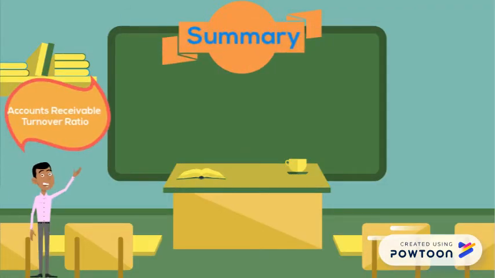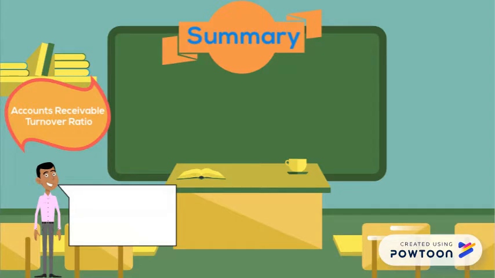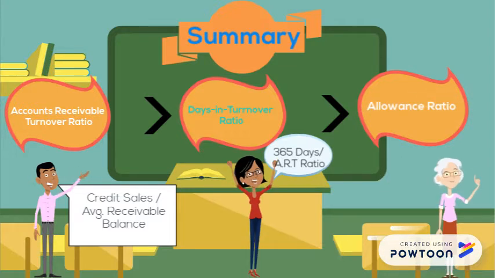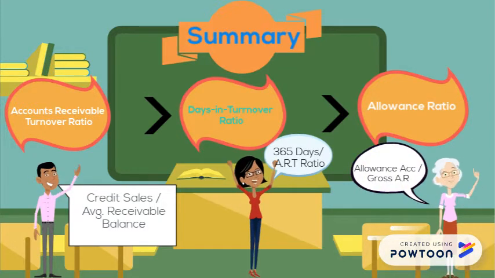In summary, the receivables turnover ratio compares a company's credit sales during a period to its average receivables balance. The days in turnover ratio divides into 365 days to express how long it takes the company to collect receivables. Finally, the allowance ratio compares the allowance account to gross accounts receivable to determine the percentage of receivables to be uncollectible.